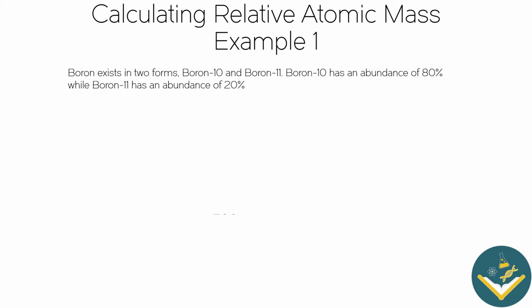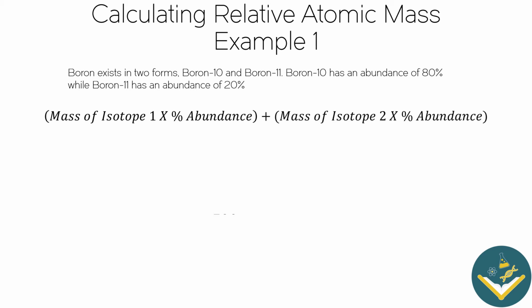Boron. So boron exists in two forms, boron-10 and boron-11, although boron-10 has an abundance of 80% while boron-11 has an abundance of 20%. We can calculate the relative atomic mass using the following formula. We multiply the mass of the first isotope by its abundance. We then multiply the mass of the second isotope by its abundance, and then we add these two numbers together. Then we divide by 100.